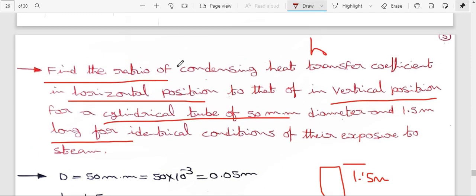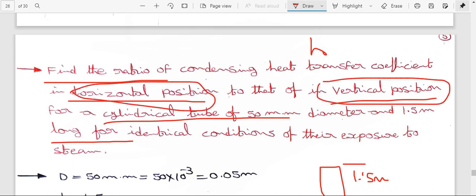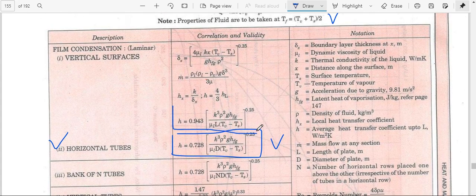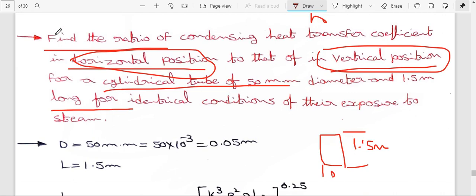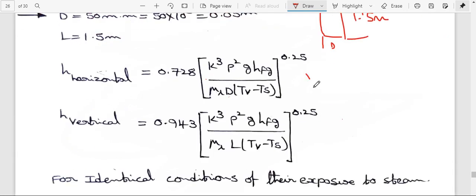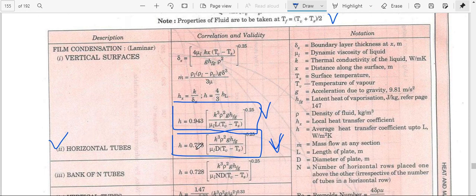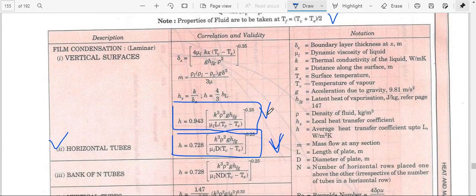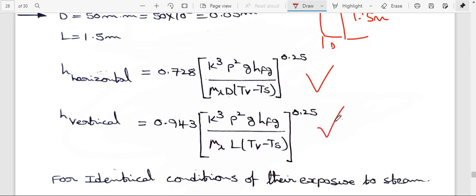Here the H value, we have to find the ratio of horizontal position and vertical position. We have to consider the H formula for horizontal, like this, and for vertical, this formula, and observe the ratio value. The horizontal formula is taken from data book page number 148 with the coefficient 0.728, and for the vertical surface the formula has 0.943.